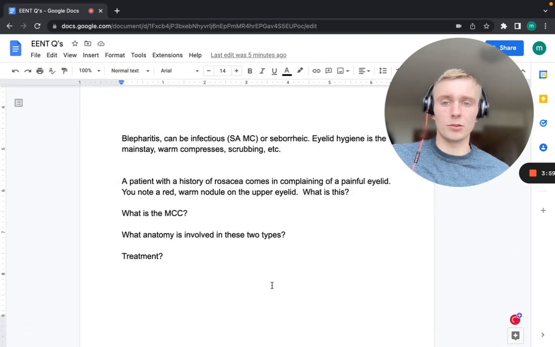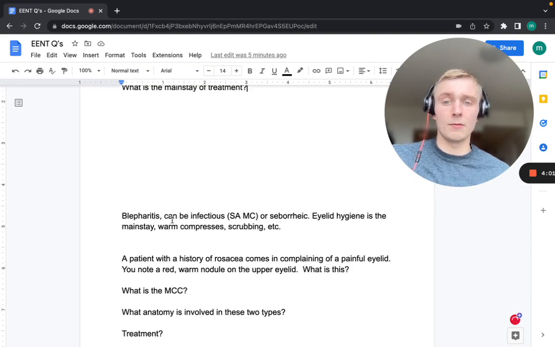So this is going to be Blepharitis. It can be infectious blepharitis, and that's Staph aureus most commonly, or seborrheic. Down syndrome is a risk factor, and how do we treat it? Eyelid hygiene is the mainstay. You can do warm compresses, scrubbing as well for that condition, blepharitis. Again, infectious with Staph aureus most commonly, or seborrheic as well.